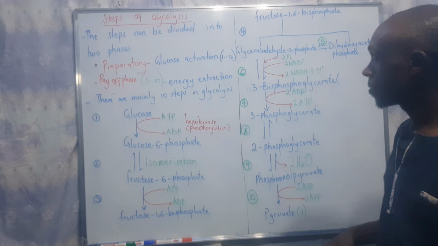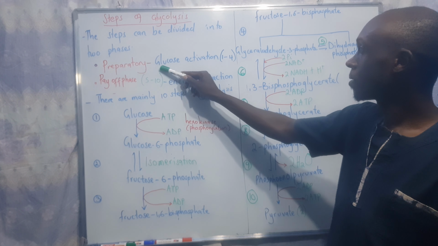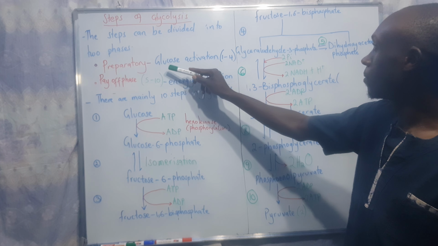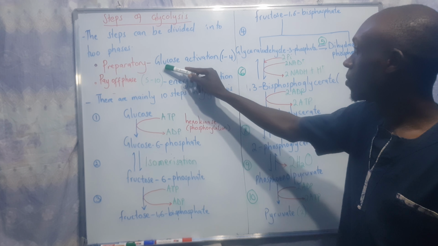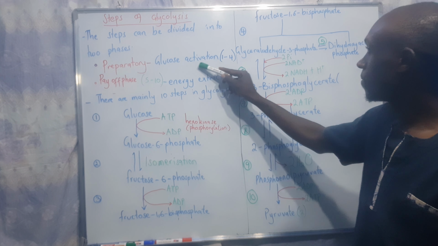two major phases. That is the preparatory phase, in which glucose is activated. You can call it the glucose activation phase. Remember, glucose itself is very stable. It is a stable molecule that is considered unreactive or less reactive. So for us to make it highly reactive, it must be activated by the addition of another molecule which is going to make it totally unstable. When you are unstable, you become highly reactive.